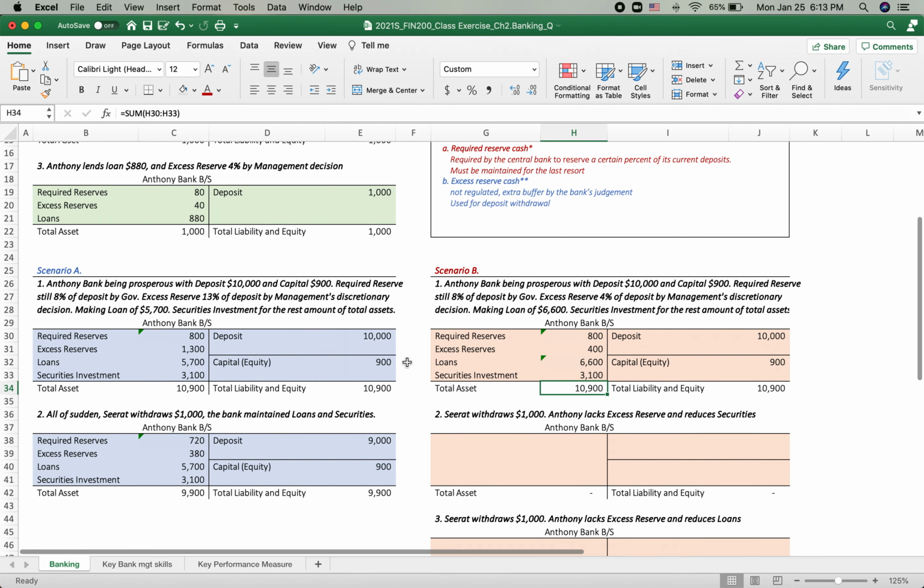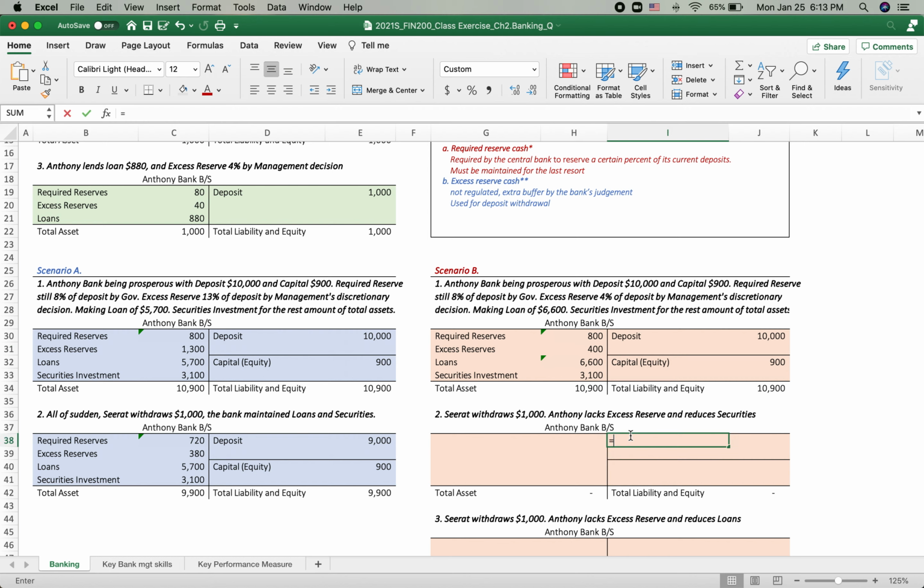Okay, let's develop the next subsequent event. Siret withdraws $1,000. Anthony lacks excess reserve. Why? The excess reserve is only 400. But the whole amount of the withdrawal is $1,000, which is way higher than 400. So there will be some trouble. So let's figure out how Anthony Banks figures this out.